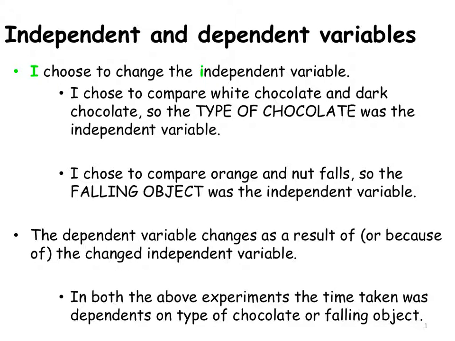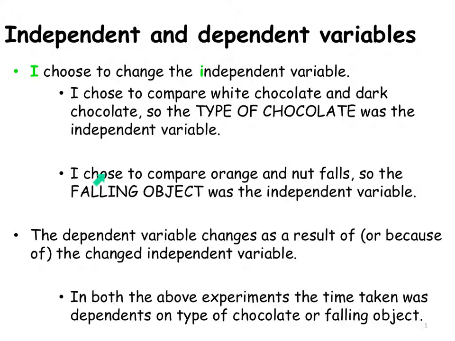Right, we need to consider all the things that go around experiments. The first one is independent versus dependent variables. I've highlighted over here, I changed the independent variable, the letter I. So, I chose to compare white chocolate and dark chocolate. I changed whether I was melting white chocolate or whether I was melting dark chocolate. So, it is the type of chocolate that is the independent variable.